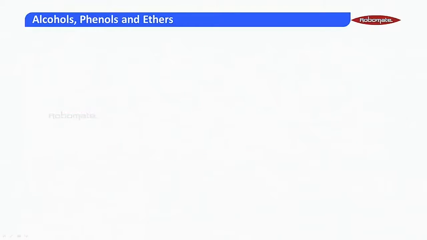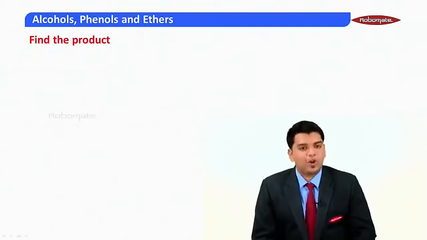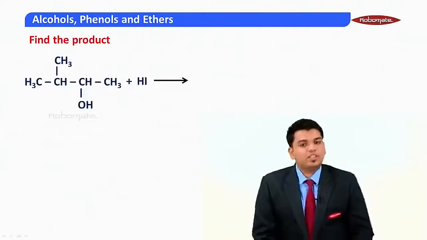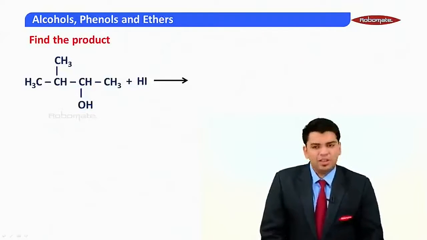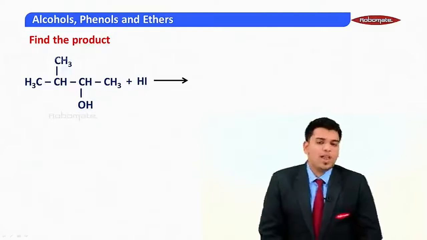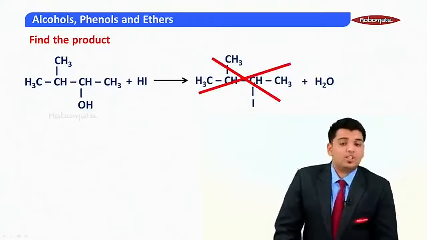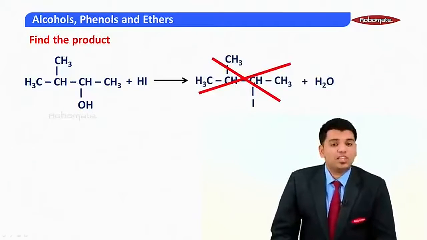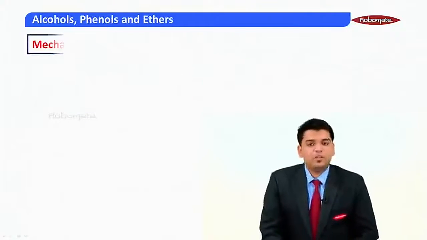So moving ahead, let us solve a very interesting example. Find the product for the following reaction. We have this here and it is made to react with HI. It's very simple: H from HI reacts with OH from the alcohol to form H2O, and in place of OH we just place iodine. But this is the wrong answer. This is not the correct answer. So what is the correct answer? Let us find it mechanistically.